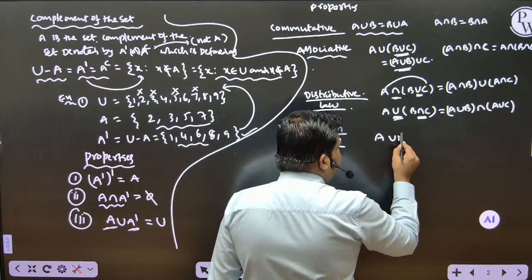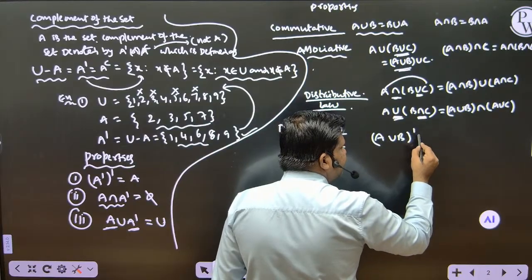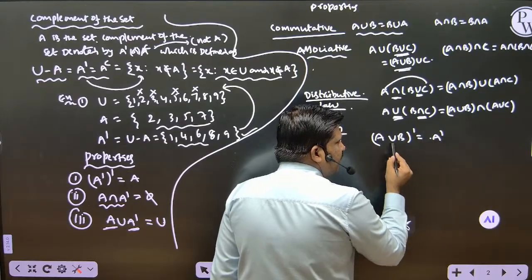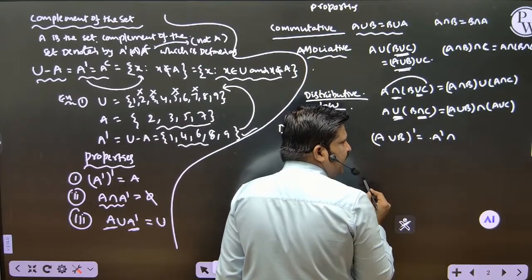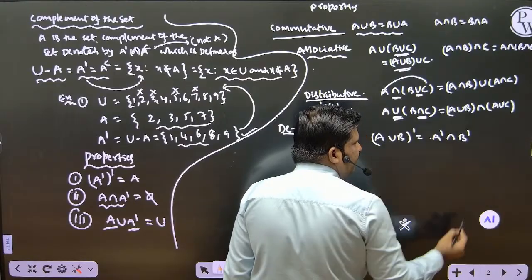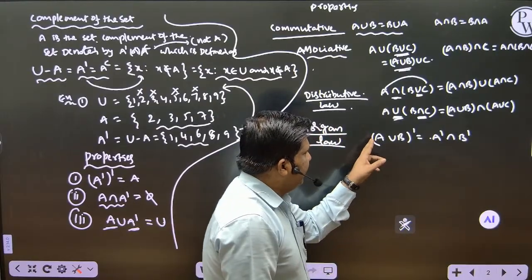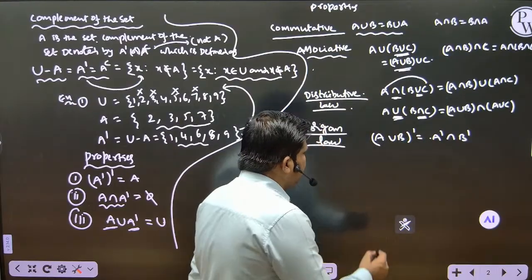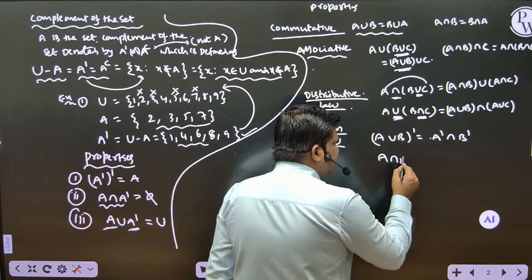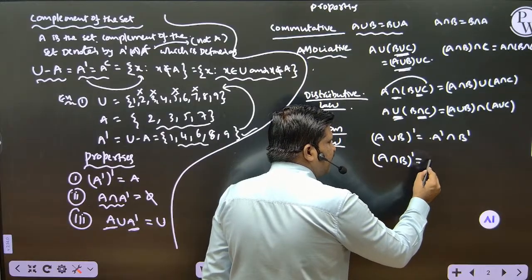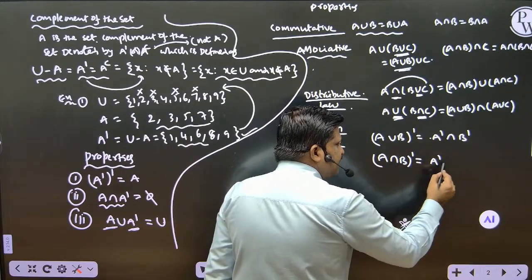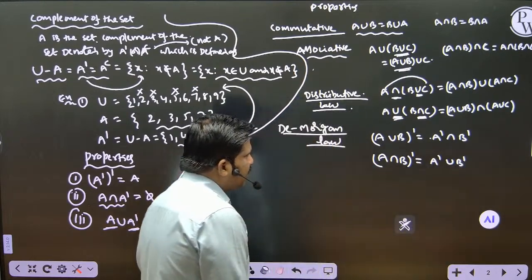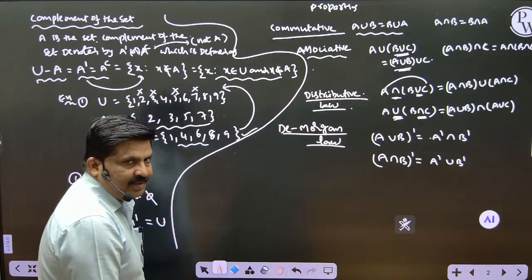A union B whole complement is equal to taking complements individually: A complement intersection B complement. Take the complement of A, the complement of B, and the union becomes intersection. Next, A intersection B whole complement gives A complement union B complement. This is De Morgan's law.